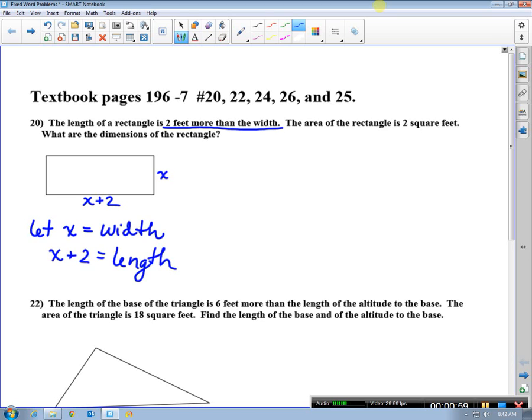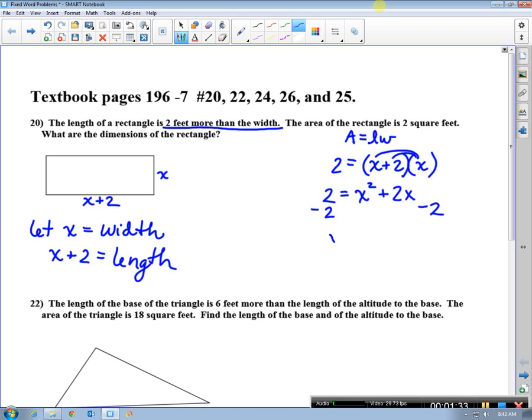It says the area of the rectangle is 2 square feet. So we know our area formula for a rectangle is length times width, and it's telling us that the area is 2. We know that our length is x plus 2, and our width is x. So we're going to set up a real simple quadratic. You want to get it set equal to 0, so bring this 2 over, and we have x squared plus 2x minus 2 equals 0.